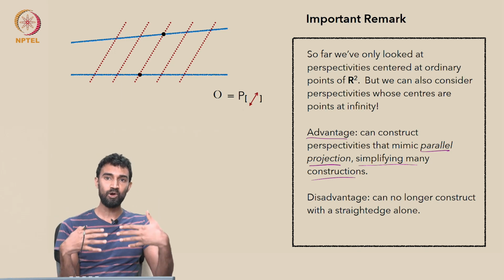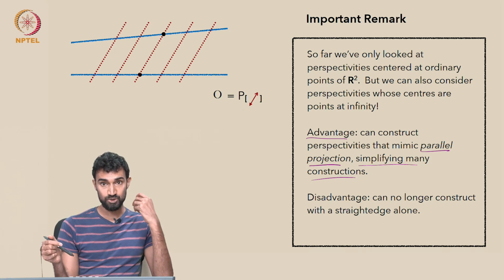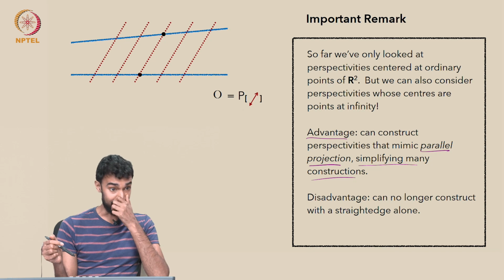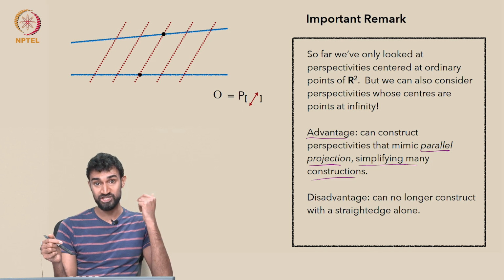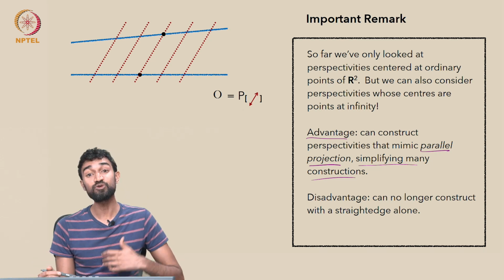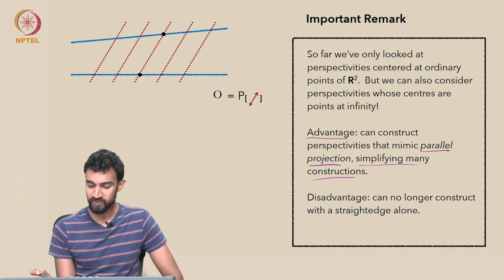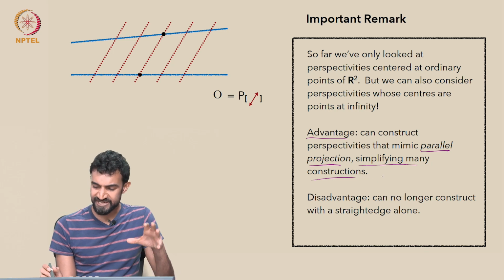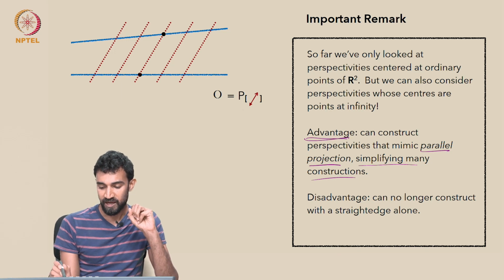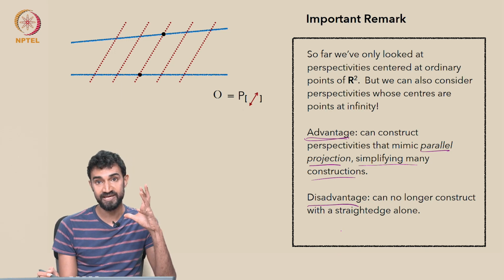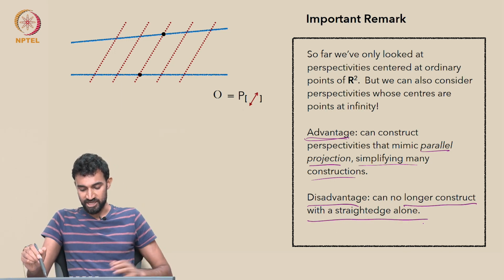Parallel projection is a lot more friendly when it comes to certain Euclidean notions. It doesn't distort ratios, is the right way to say it, I guess. Whereas central projection distorts ratios and creates a lot of overall distortion to deal with. So it's nice to be able to do parallel projection, but for that we need points at infinity to be our centers of perspectivity. On the other hand, the disadvantage is that if we're using points at infinity for our perspectivities, then we can no longer do these constructions with a straight edge alone.